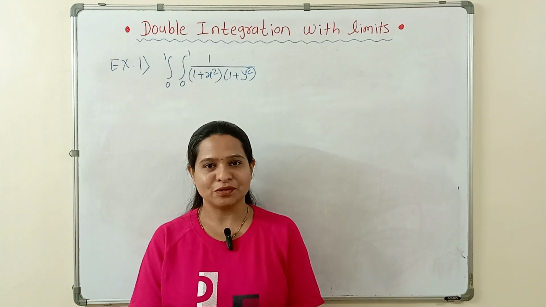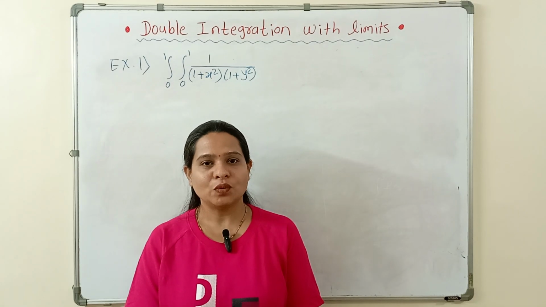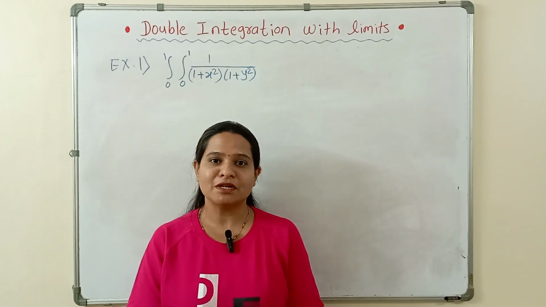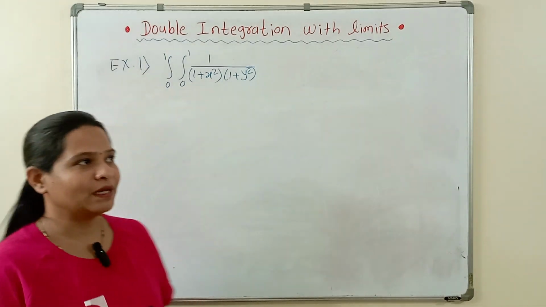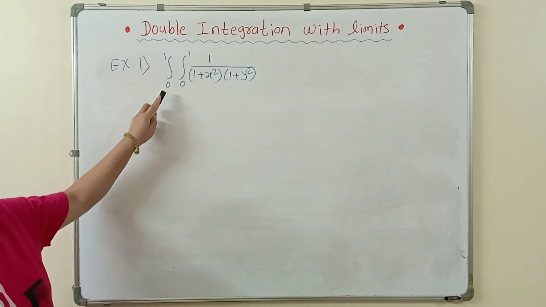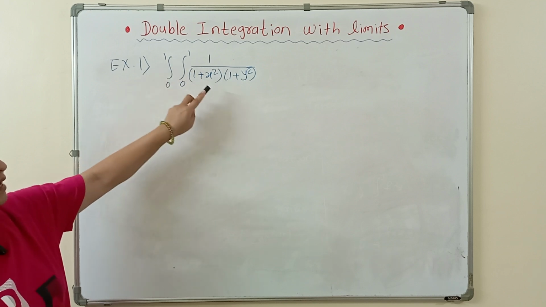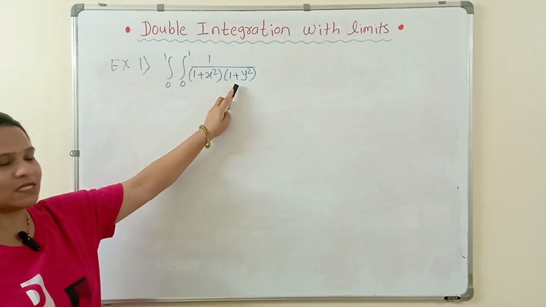So in the previous video we discussed how to decide the order of double integration. Now in this video we will see some examples of double integration when the limits of integration are already given. Okay, so here is the first example I have written on the board. Double integration from 0 to 1, again from 0 to 1, and the function is 1 upon 1 plus x square into 1 plus y square.